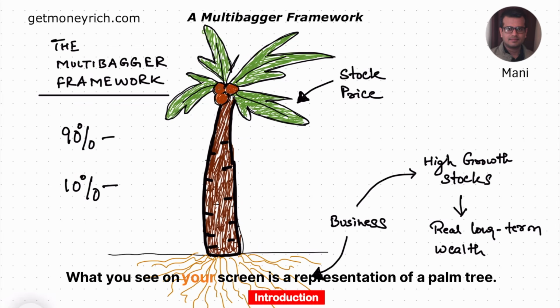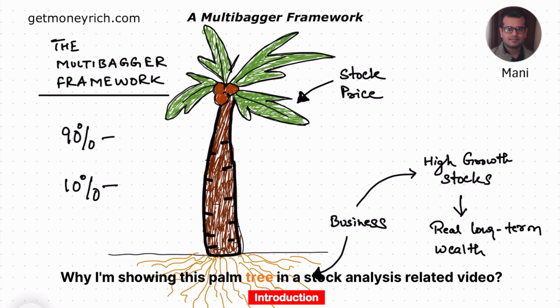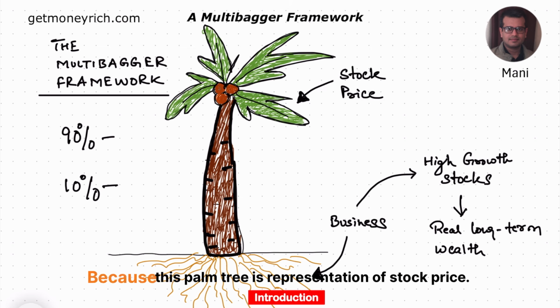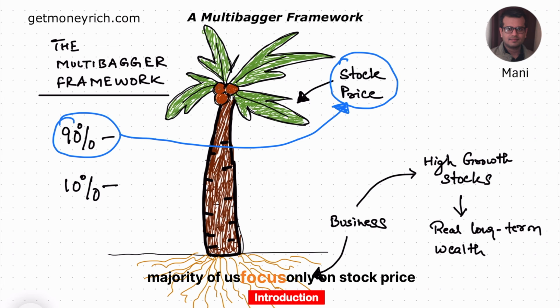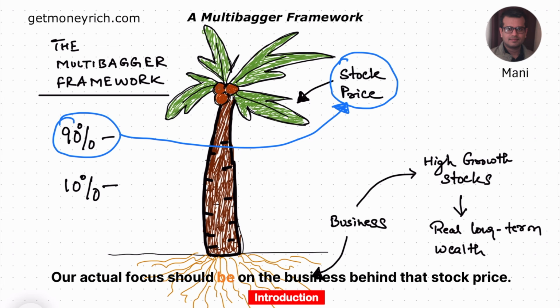What you see on your screen is a representation of a palm tree. Why am I showing this palm tree in a stock analysis related video? Because this palm tree is a representation of stock price. 90% of all retail investors focus only on the stock price. When we want to invest in a stock, the majority of us focus only on stock price or on stock price related metrics. Our actual focus should be on the business behind that stock price.